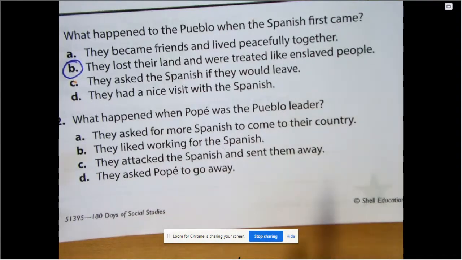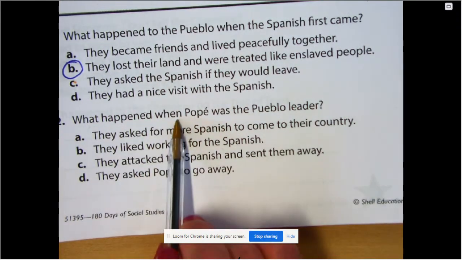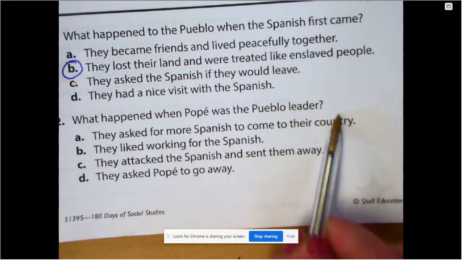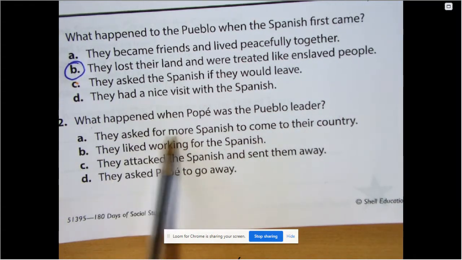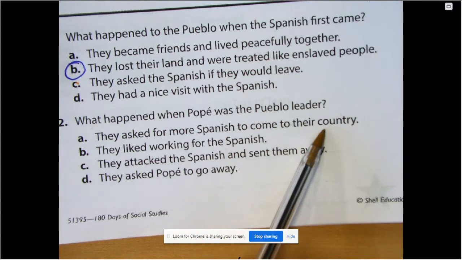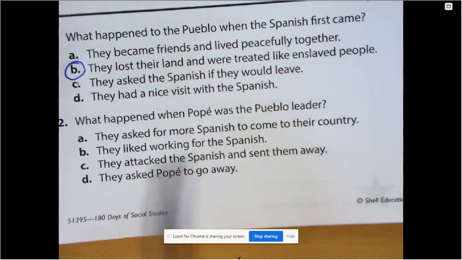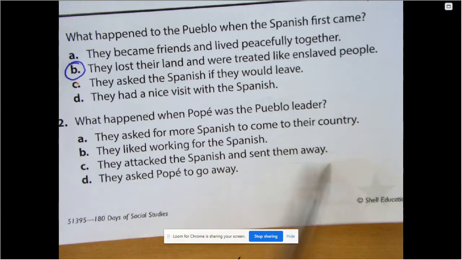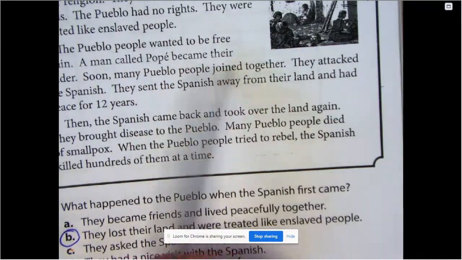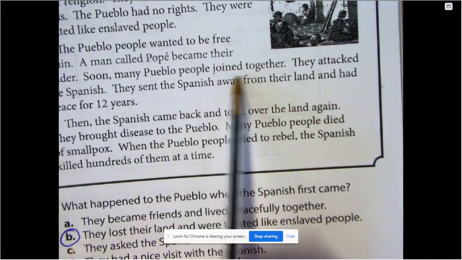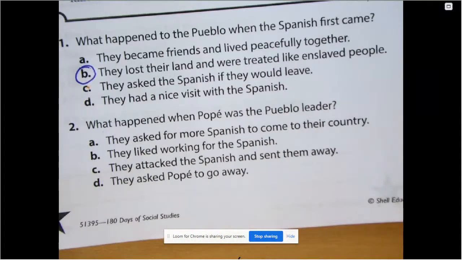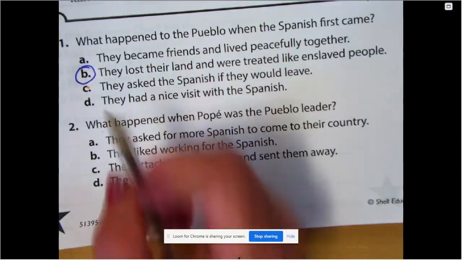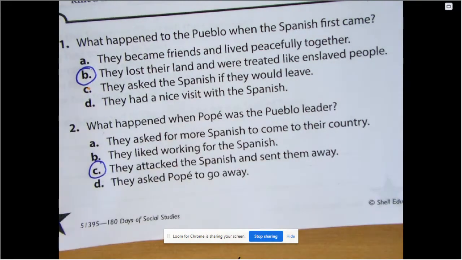Let's go to number 2. What happened when Popeye was the Pueblo leader? They asked for more Spanish to come to their country. They liked working for the Spanish. They attacked the Spanish and sent them away. They asked Popeye to go away. So it says here, a man called Popeye became their leader, and soon the people joined together and they attacked the Spanish, and the Spanish went away for 12 years. So they attacked the Spanish and sent them away. Right there.